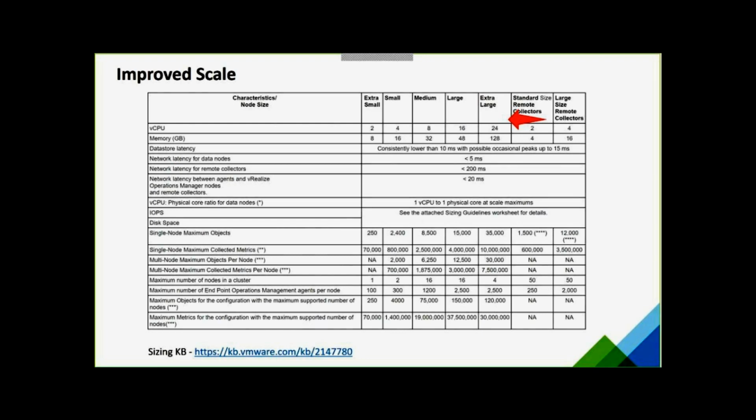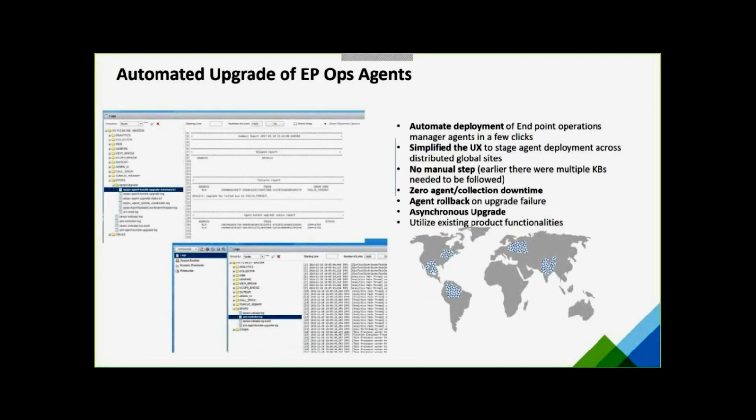We'll just go ahead and move on to the next one, which is the automated upgrade of EPOps agent. So with the EPOps agents available to be upgraded out of the admin UI itself, you will not only be able to upgrade them, but also be able to look at the summary in terms of how many agents were upgraded, how many failed to upgrade because of some environmental issues, or if there were timeouts around any of these agents when we were trying to upgrade them.